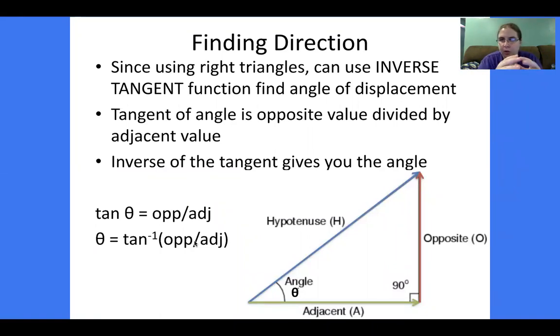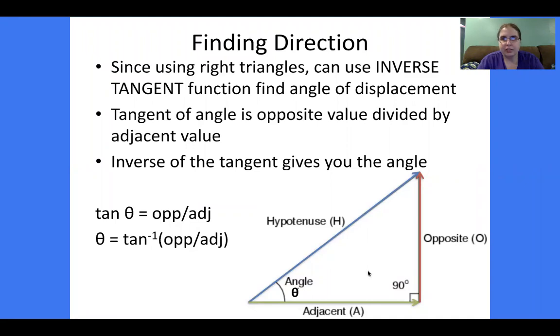We talked about sine theta equals opposite over hypotenuse. Talked about cosine theta equals adjacent over hypotenuse. Now we have TOA, tangent theta equals opposite over adjacent. So all of this will only work for right triangles, by the way.